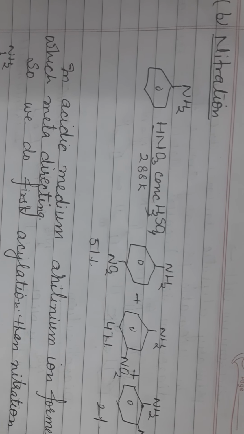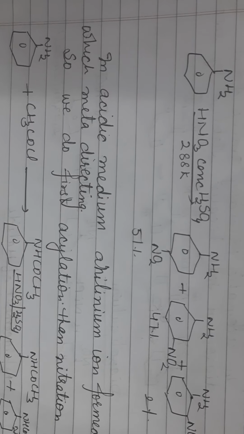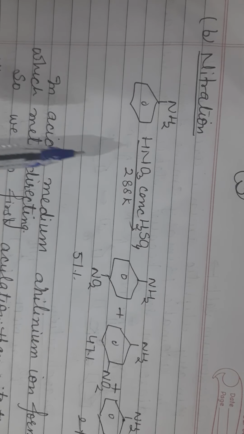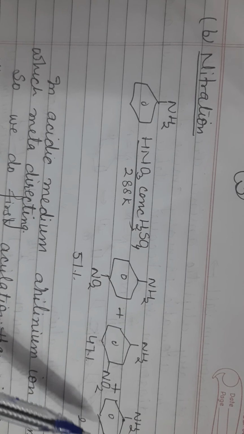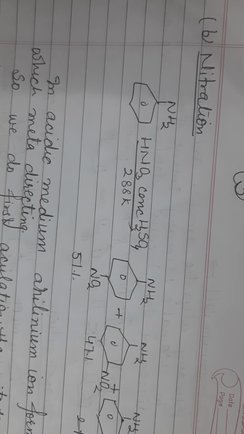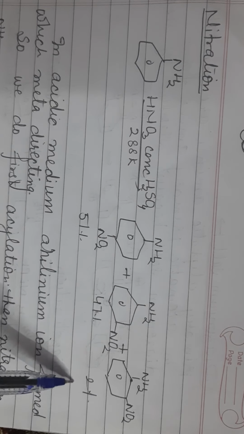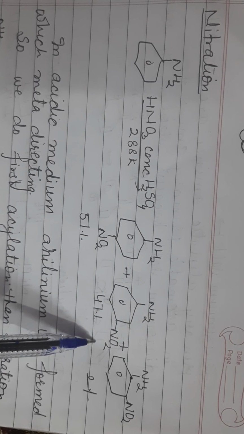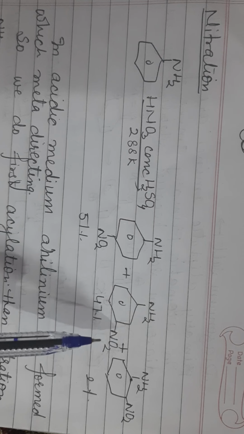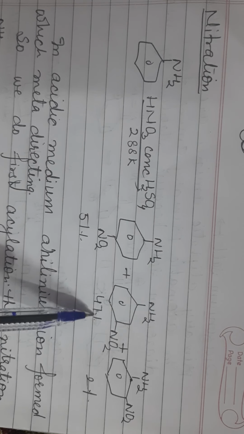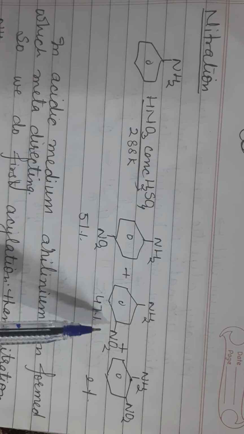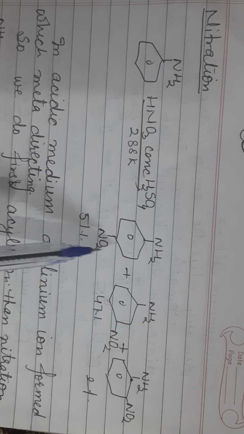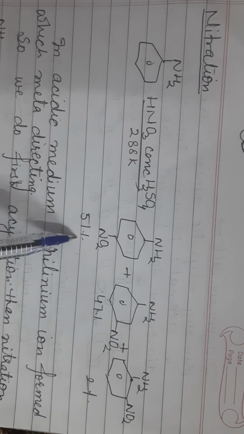Next is nitration of aniline. When we do nitration of aniline, then we get three products. Orthonitroaniline, that is as usual but its percentage is 2%. Metanitroaniline, we never get meta product in electrophilic substitution, but here we get meta in large amount, that is 47%, and paranitroaniline, that is 51%.